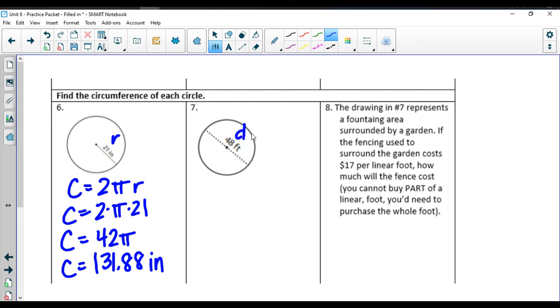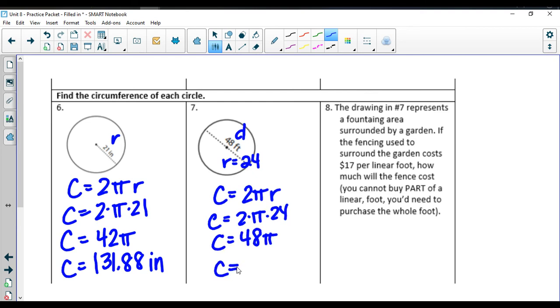For this one, this is my diameter, so my radius is going to be 24. Or I could do pi times diameter if I wanted to. 2 times pi times 24. So my circumference is 48 pi. If I'm changing that to a decimal, I'm multiplying by 3.14, and I'm getting 150.72 feet.